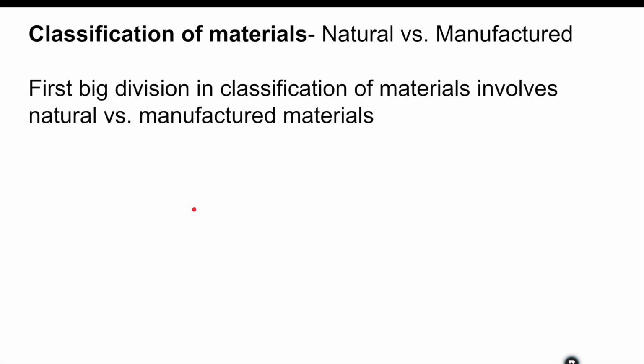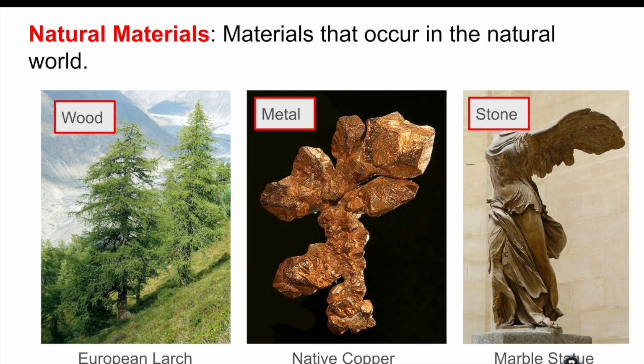If we're talking about classification of materials, the first big division that we have to think about is, are the materials natural or are they manufactured or human-made materials? So natural materials occur in the natural world. So for instance, you have things like wood. So these are trees, and this would be a natural material. In fact, these are European larch.